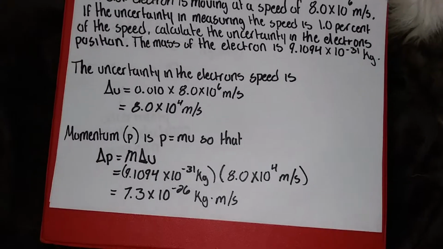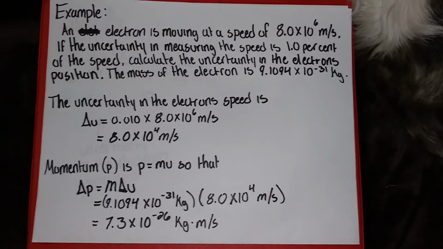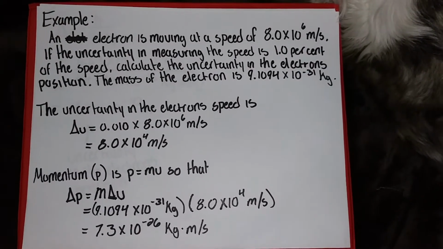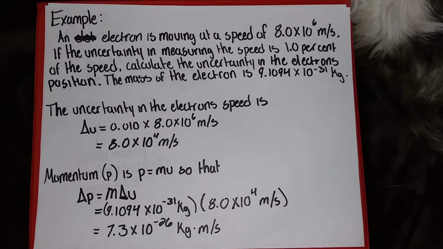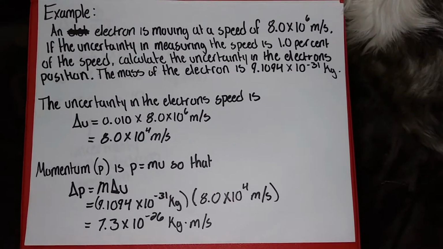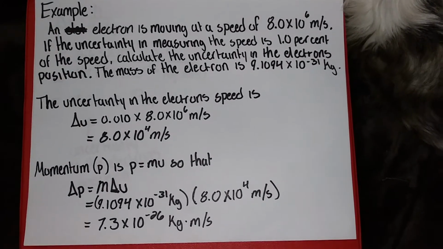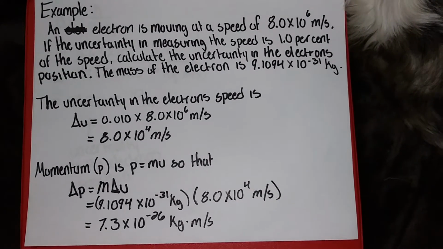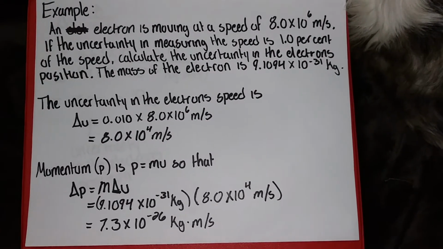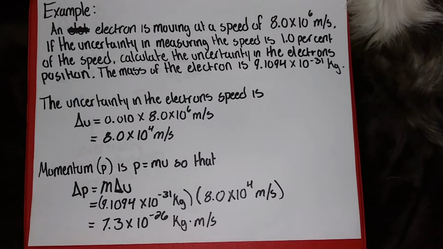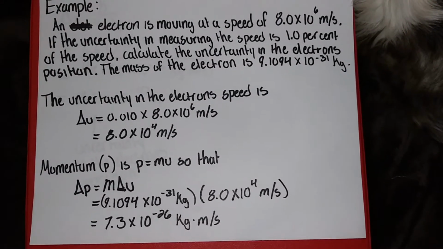Now let's put it into play and look at an example. The example says an electron is moving at a speed of 8.0 times 10 to the 6 meters per second. If the uncertainty in measuring the speed is 1.0% of the speed, calculate the uncertainty in the electron's position. The mass of the electron is 9.1094 times 10 to the negative 31 kilograms.